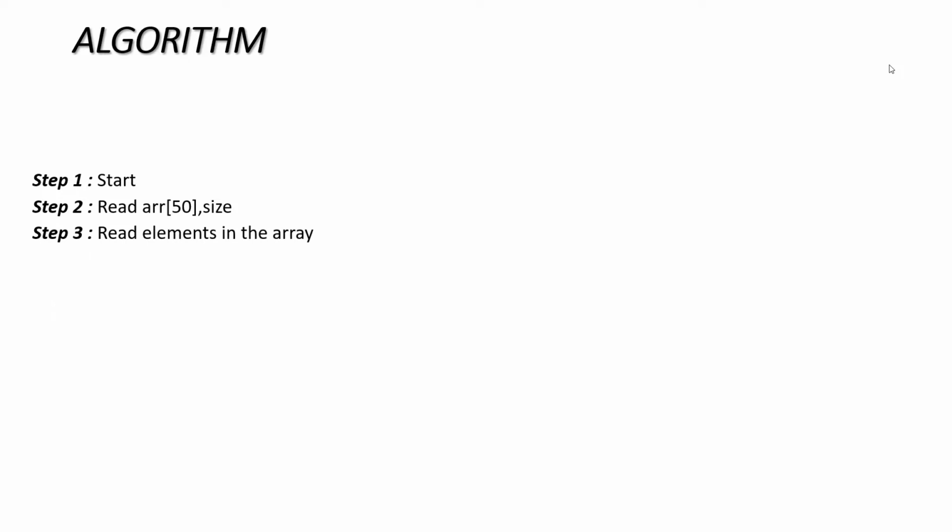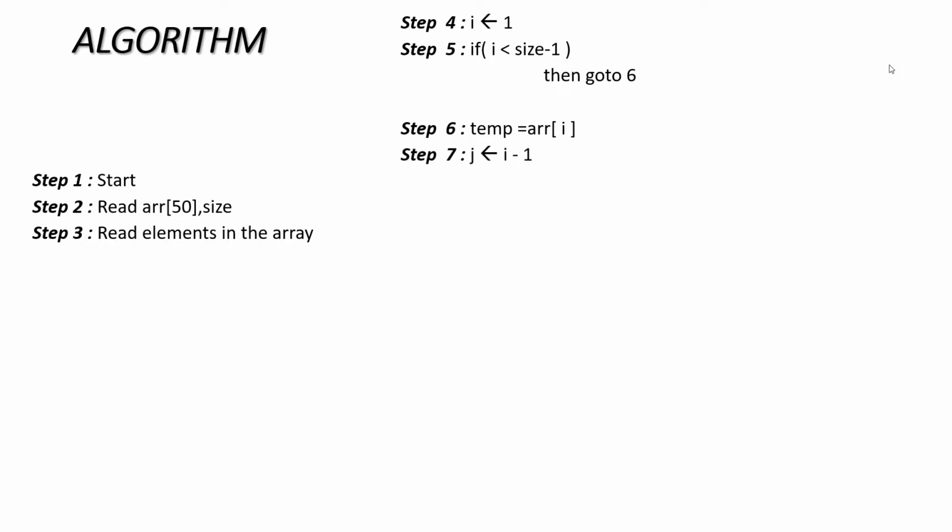In step 1, I am going to start. In step 2, I am reading an array of maximum size 50 and the size. In step 3, I am reading the elements of the array. In step 4, I initialize i with 1. Then I check whether i is less than size minus 1 or not. If the condition is true, I move to the 6th step, where I copy the element at index i to temp. Then I move to the 7th step, where I initialize j with i minus 1.